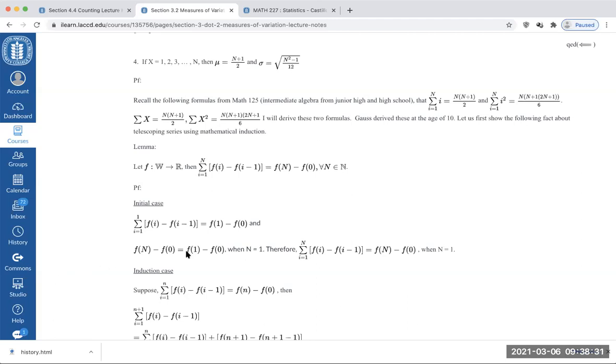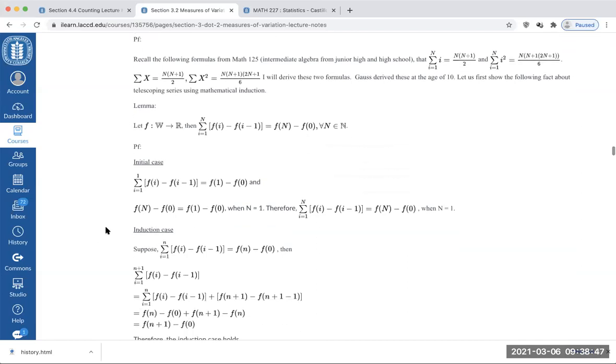But f of 0 is what I want, and n is equal to 1, so f of n is f sub 1. So therefore, I've shown that this formula works when capital N is equal to 1. So now let's show the induction case.